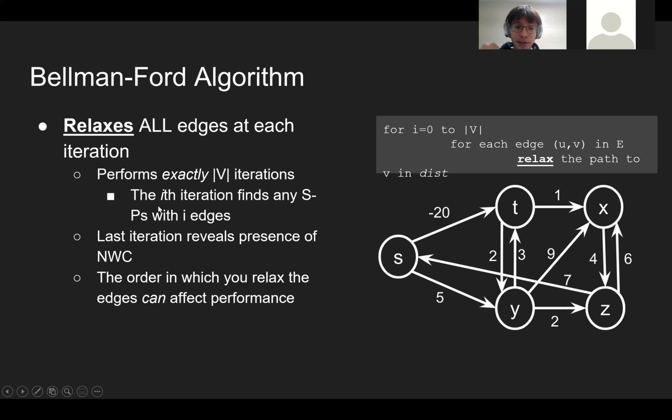But the ith iteration just looks at all the edges, like every iteration looks at all the edges. And the last iteration, like mentioned, reveals whether there's a negative weight cycle. The order in which you access them can affect performance, but I guess that's something you live with.